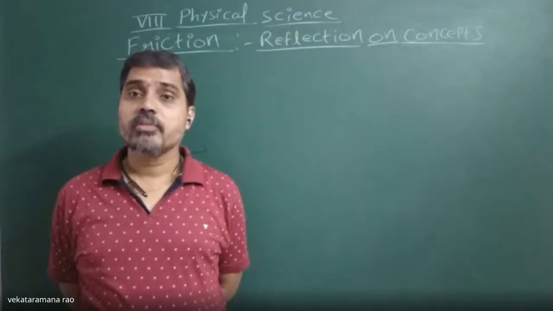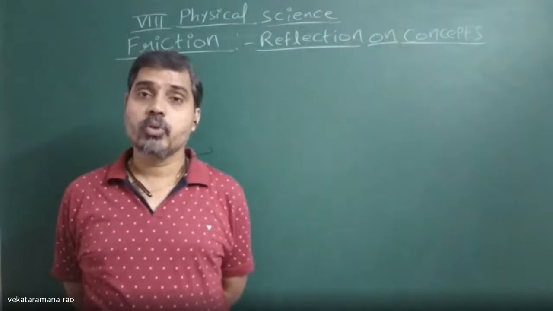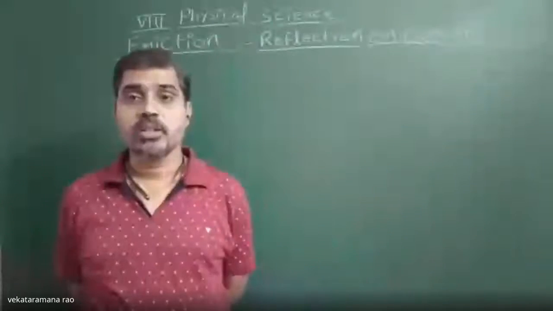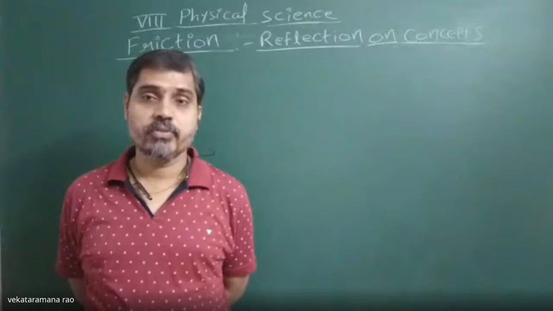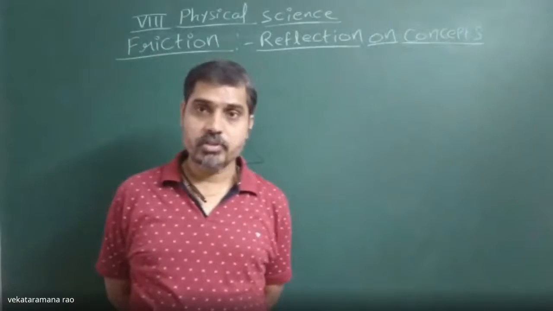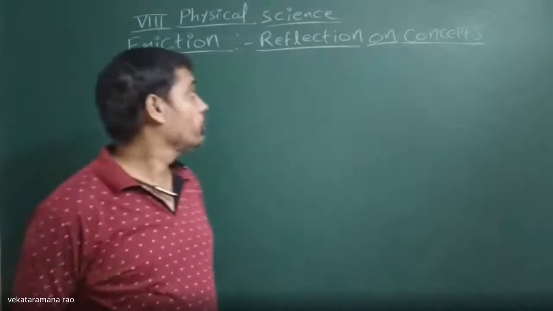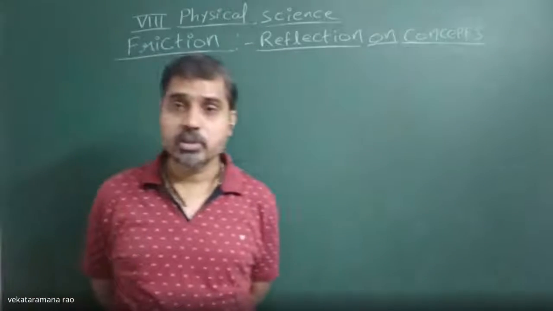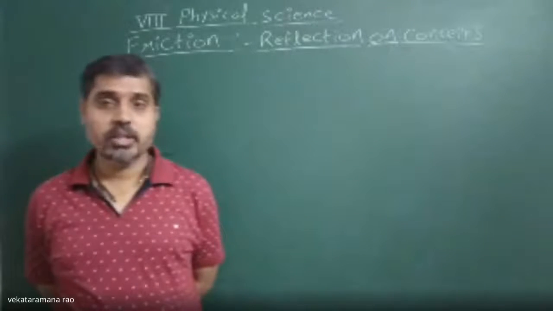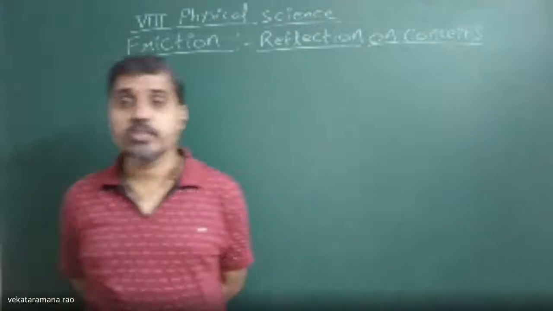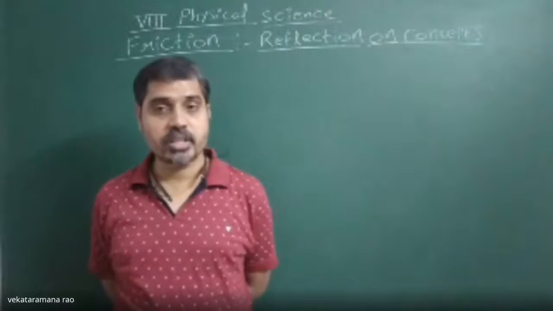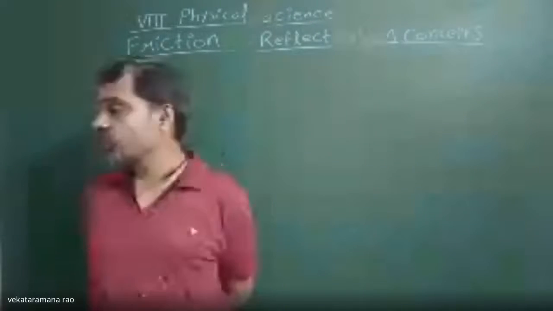That means we have mainly four types of friction: static friction, sliding friction, rolling friction, and fluid friction, which is also known as drag. In this reflection on concepts, we already discussed the kinds of friction and an activity which explains the nature of friction, static friction and sliding friction. Now we will go to the next question.